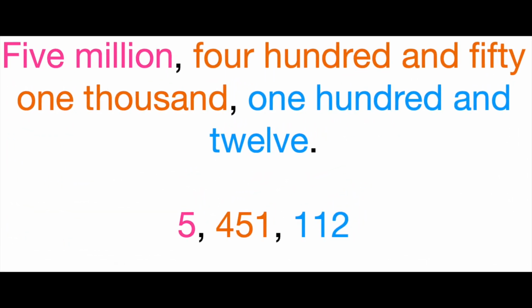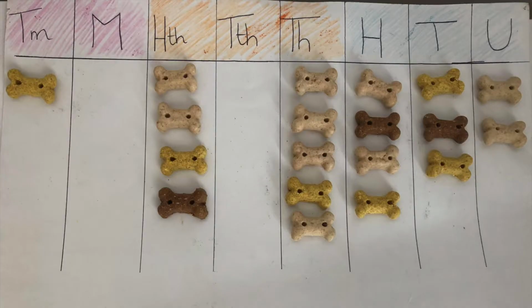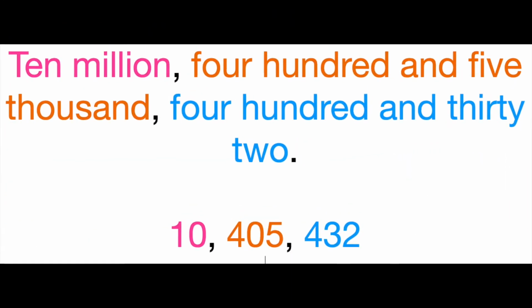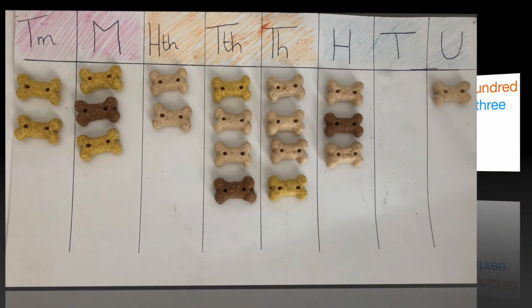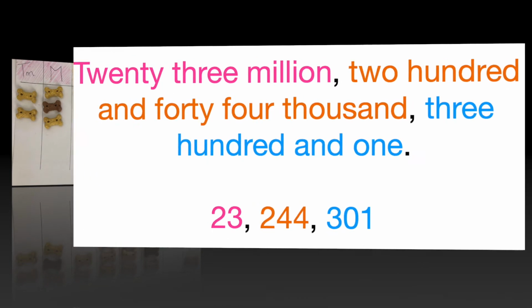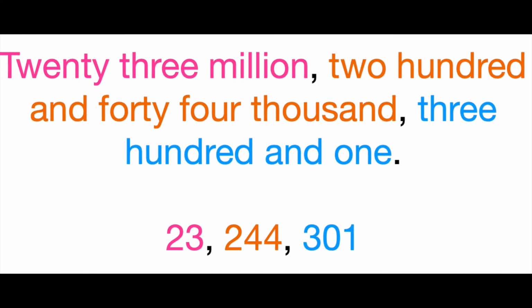So the first number that we have created is 5,451,112. This number is 10,405,432. Your placeholders are really important in that number. This number is 23,244,301. So remembering to group together our millions, our thousands and our hundreds, tens and ones.